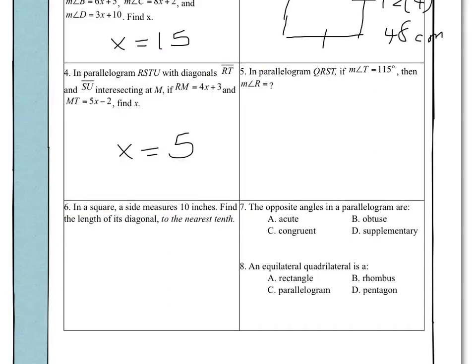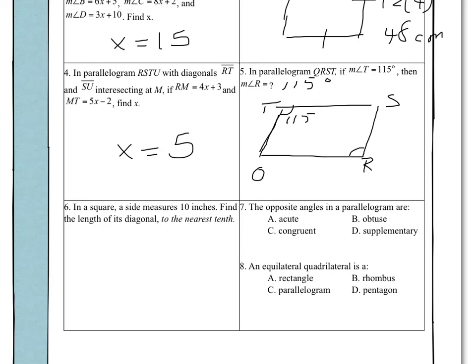For question number 5, it says, in parallelogram QRST, if the measure of angle T is 115, then the measure of angle R is, well, you need to actually draw QRST, put in 115 for T, and then figure out, what is R? R is across from T, and we know the angles that are opposite each other are congruent. Therefore, if this is 115, R should be also.